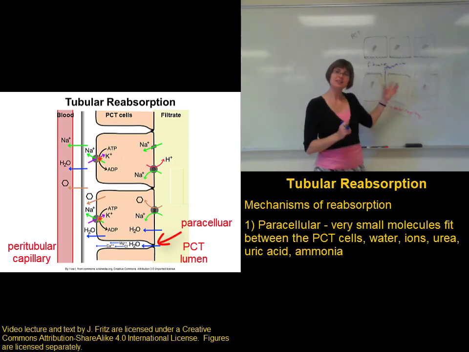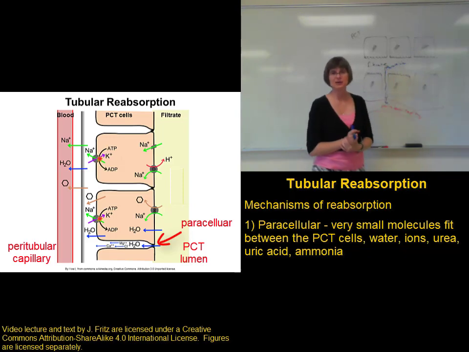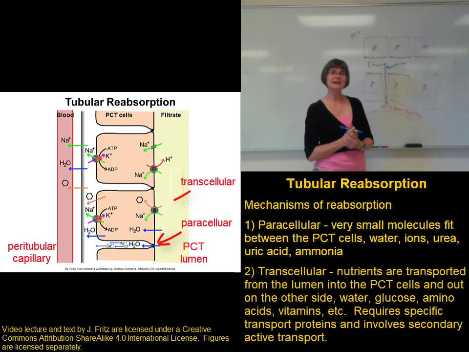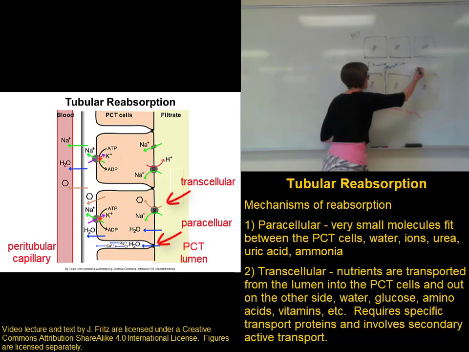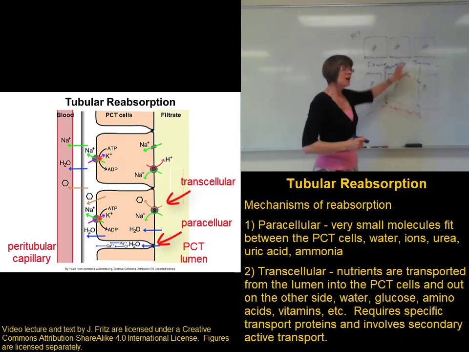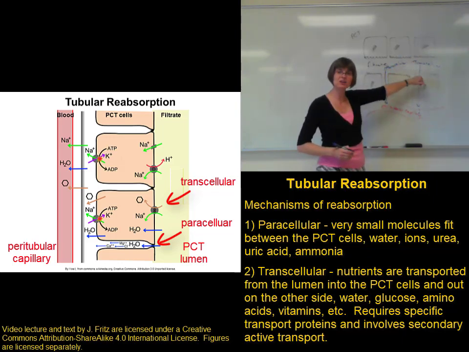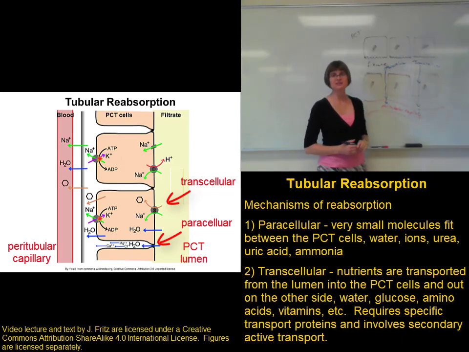For bigger things like glucose and amino acids that can't squeeze out between the cells, they have to go through the cells. That's called the transcellular route. Molecules that can't fit between the cells take the transcellular route, where they have to go through the PCT cells.